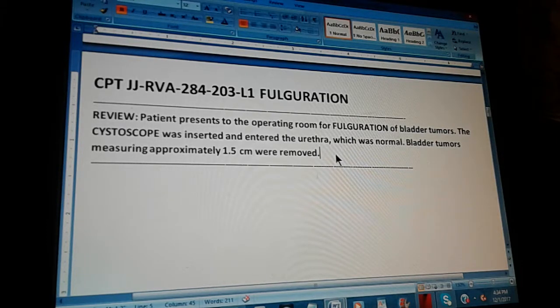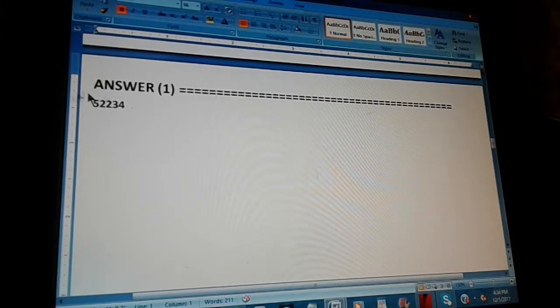Now we're going to count to 3 so you can pause the video and give us a CPT code for this procedure. 1, 2, 3. All right, the answer is 52234. Okay, did you get that? If you got it, congratulations.